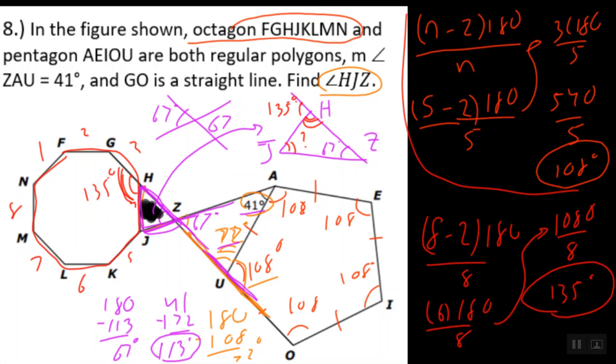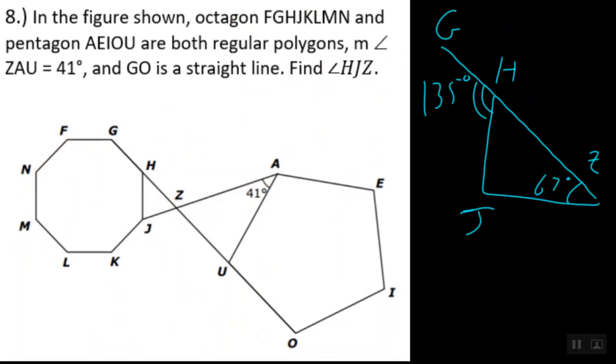Now, here's what I'm going to do. I'm going to clear this off to make this nicer and neater. So pause the video, finish taking any notes that you need. Okay, and notice, now here I've taken this triangle. So here's HZJ. And we found, before we left, that this was 135 degrees.